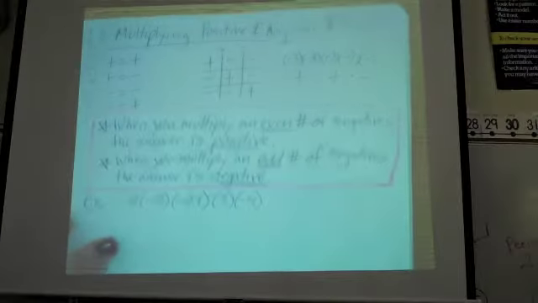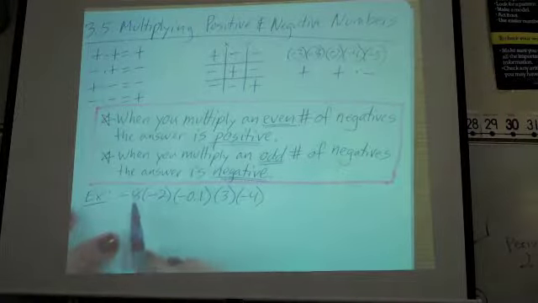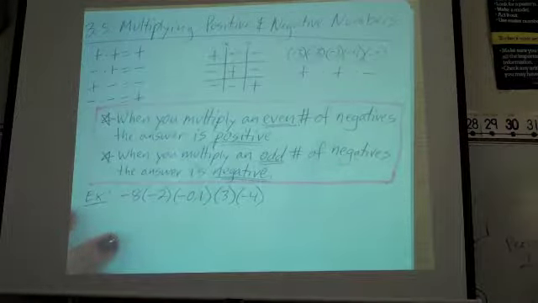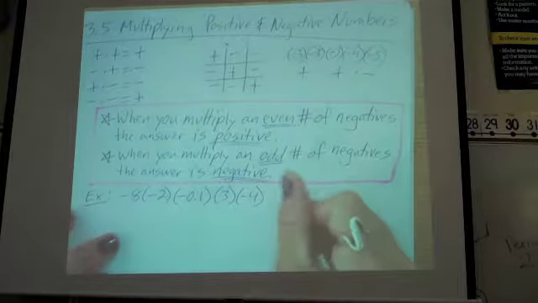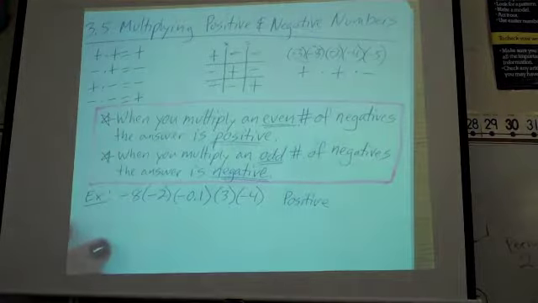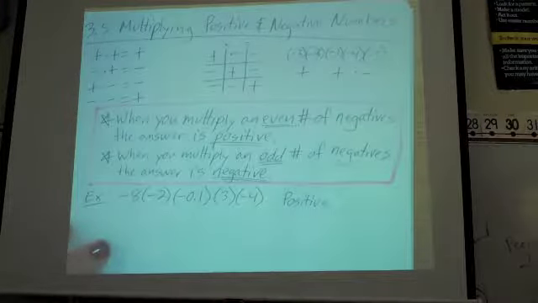Count it out. See how many negatives we have. 1, 2, 3, this is not a negative, 4 negatives. 4 negatives, odd or even? Even. So is it positive or negative? Positive. Very good.